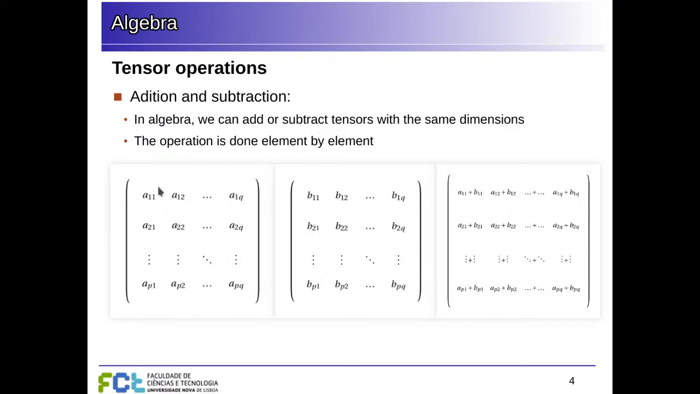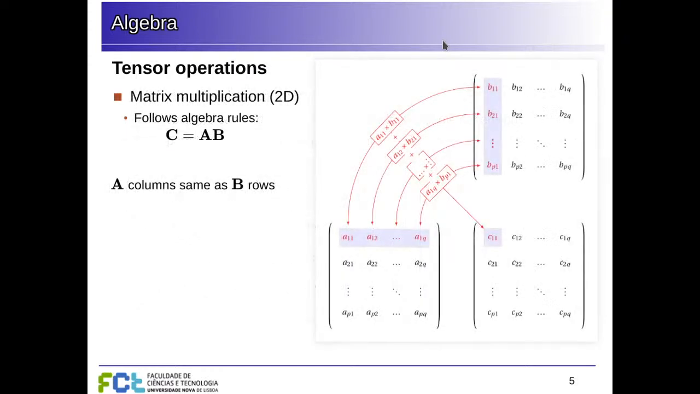If we have a matrix A here with these values and a matrix B here with these values, and they have the same number of columns and the same number of rows, we obtain this matrix resulting from the sum of the other two simply by adding the corresponding elements. The same thing for subtraction. So this is simple. When we are doing matrix multiplication, in 2 dimensions, if we are using this algebra rule of multiplication, the operation is a bit trickier.